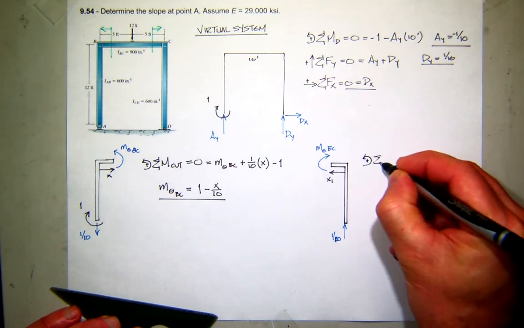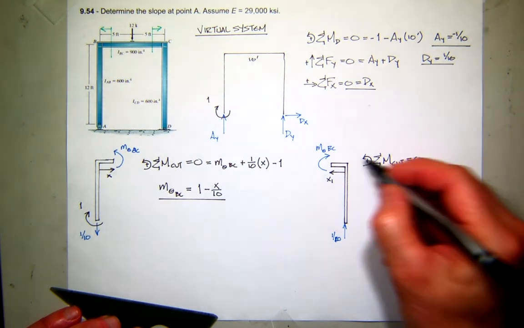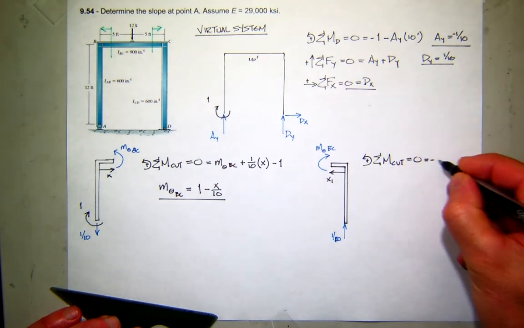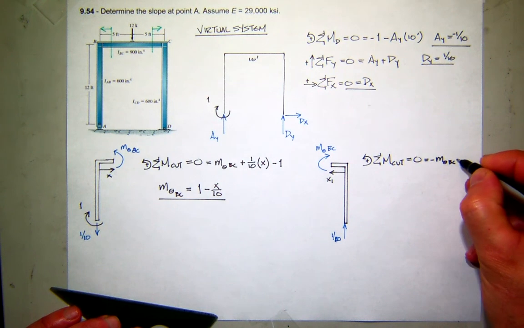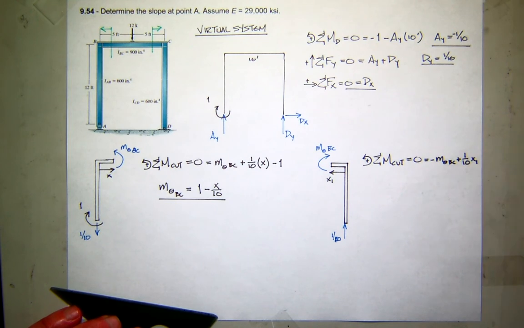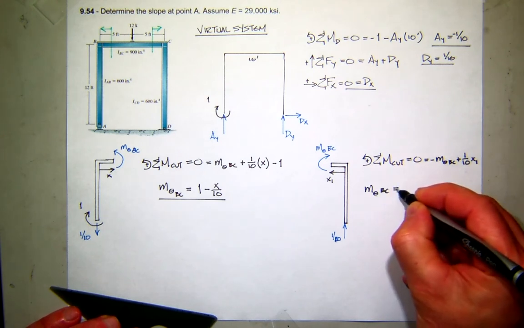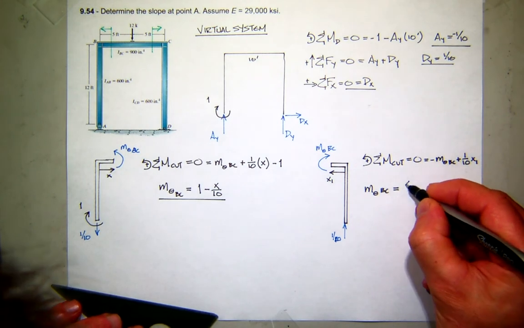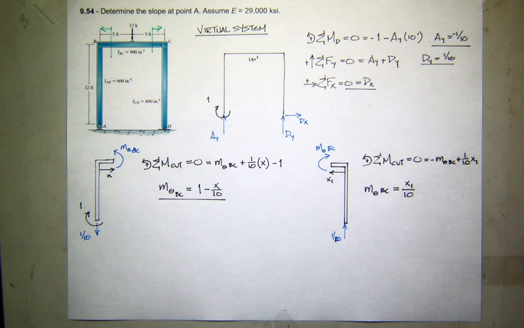So again, using right-hand rule for our sign convention, we will sum moments at the cut, make sure it's in equilibrium. And what do I have? Well, according to this sign convention, that internal moment is negative. The moment due to this 1/10 force is positive. So the force is 1/10, and the moment arm is x1. So now when I solve for the virtual moment in BC, I get x1/10. No, it's positive. Oops. So now I just have to match all these things together and see what my integral looks like.